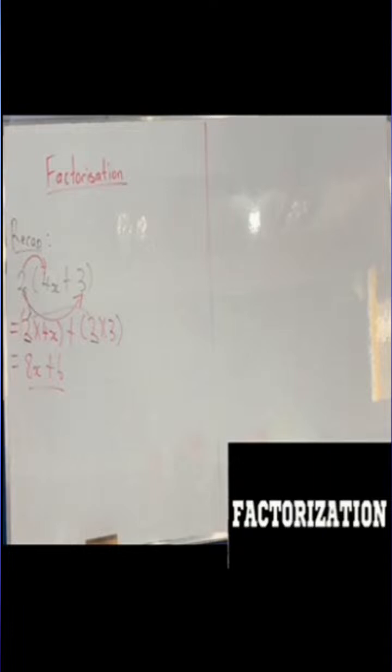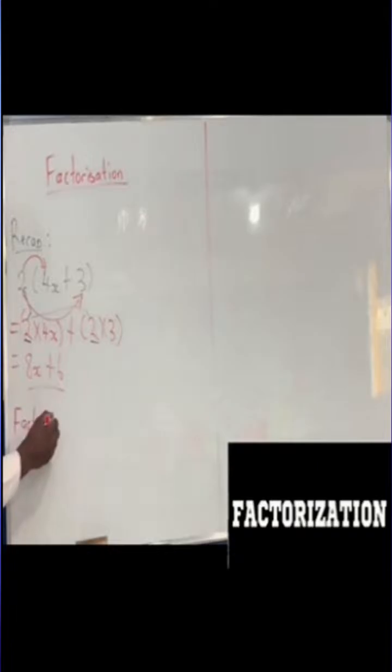The important thing when factorizing is to look for common factors. Like if you look in this example, there is 2 multiplying everything. So the common factor here is 2 multiplying 4x and multiplying the 3. So 2 is the common factor. That's the one which we factor out. Okay, let's try another example and see.